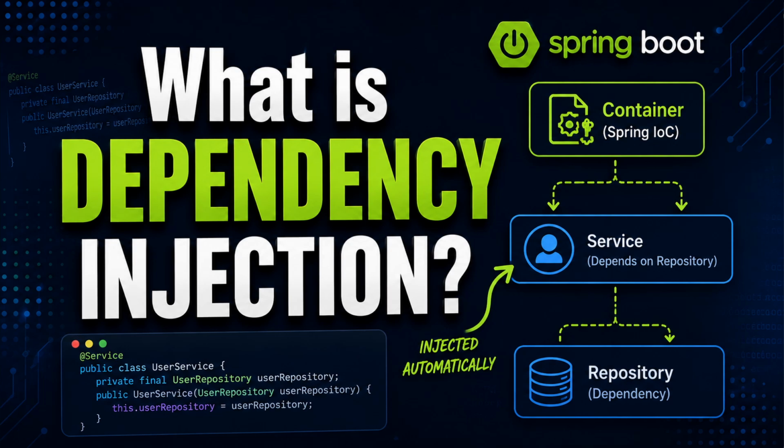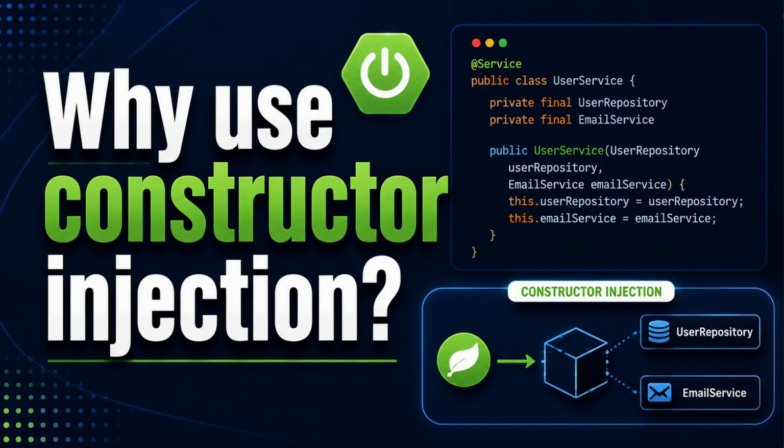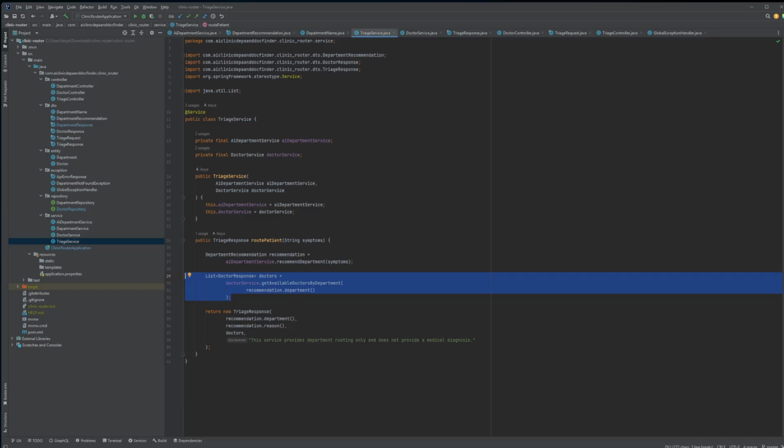What is dependency injection? Dependency injection means that a class receives the objects it depends on instead of creating them itself. So my Triage service depends on the AI department service and the doctor service. Why use constructor injection? Constructor injection makes dependencies explicit and allows fields to be final. It also improves testability and prevents dependencies from being changed after object creation.